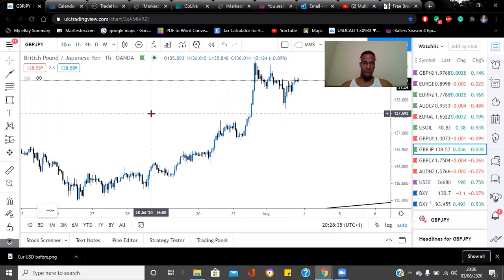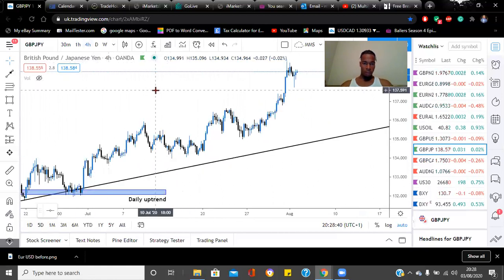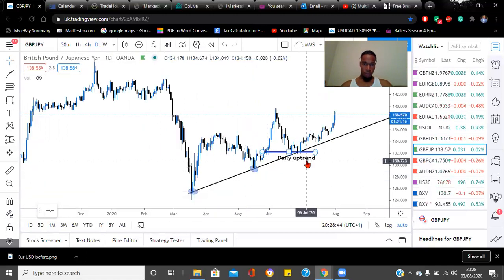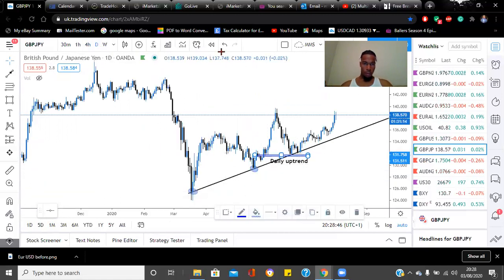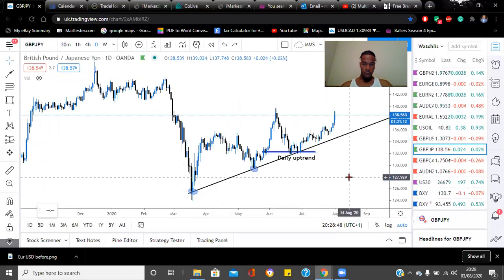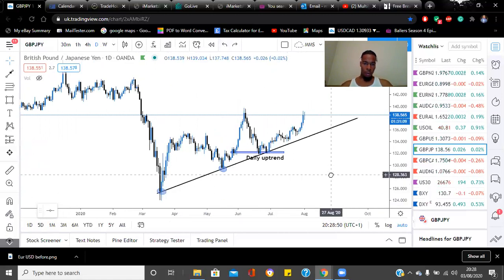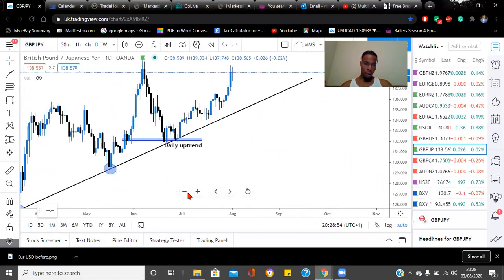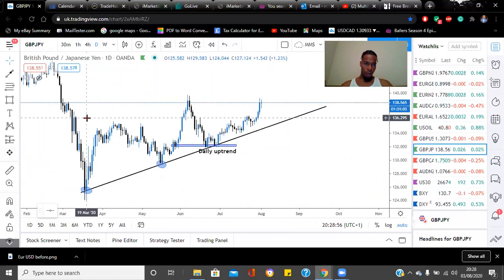GBP/JPY doesn't look like it's doing much. If you can't see anything on the 1 hour, go to the 4 hour. Go to the daily. Then what you would look for is an entry on a lower time frame, though. You'd look for an entry on a lower time frame.